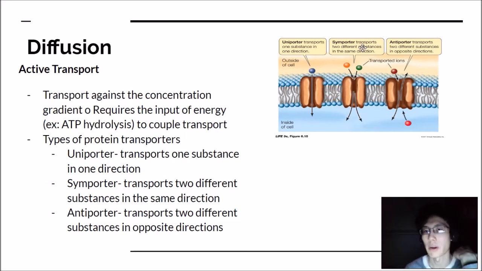In a symporter, it's actually two different substances going in the same direction. And finally, we have an antiporter, which basically transports two different substances in opposite directions. So this brownish-looking molecule is coming in, while this reddish-looking one is heading out. So that's active transport, and that pretty much sums up most of the diffusion of solutes.